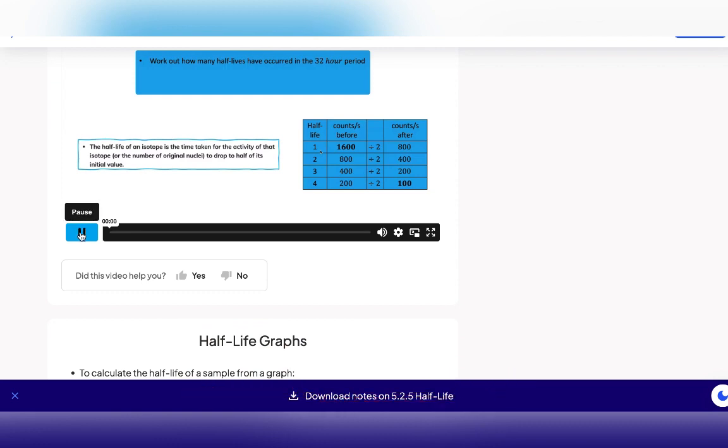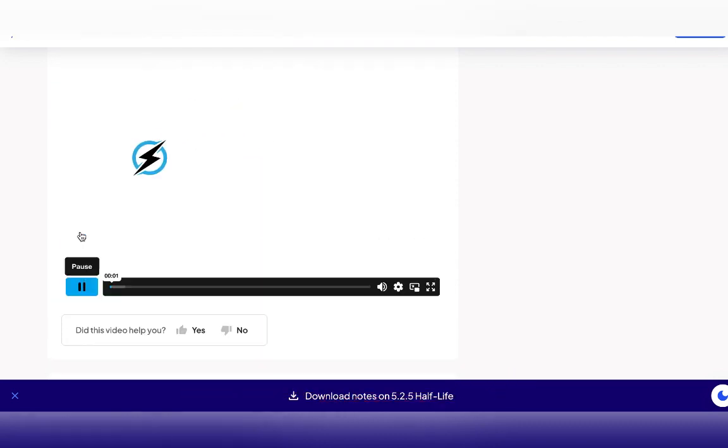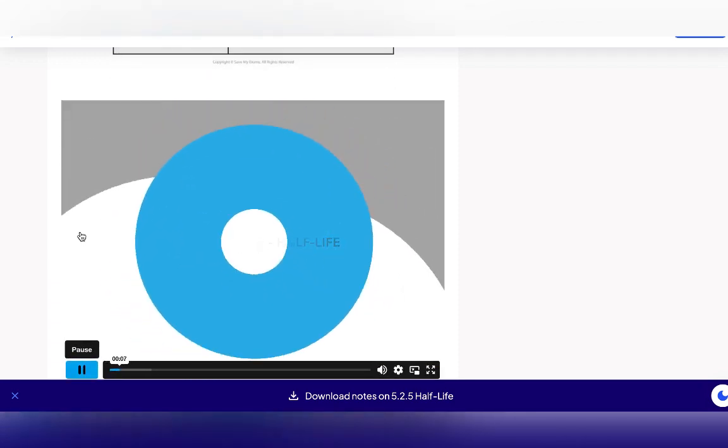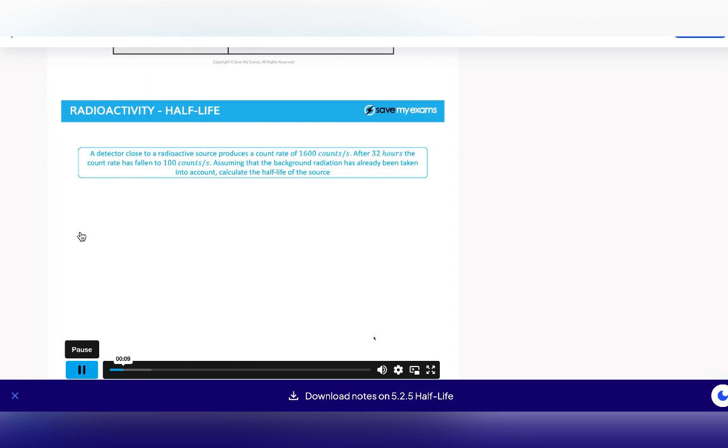Let's take a look at the tutorial. Here's a question for us to look at, and let's start by reading through the question carefully and get a clear understanding of what we have to do. A detector close to a radioactive source produces a count rate of 1,600 counts per second. After 32 hours, the count rate has fallen to 100 counts per second. Assuming that the background radiation has already been taken into account, calculate the half-life of the source.